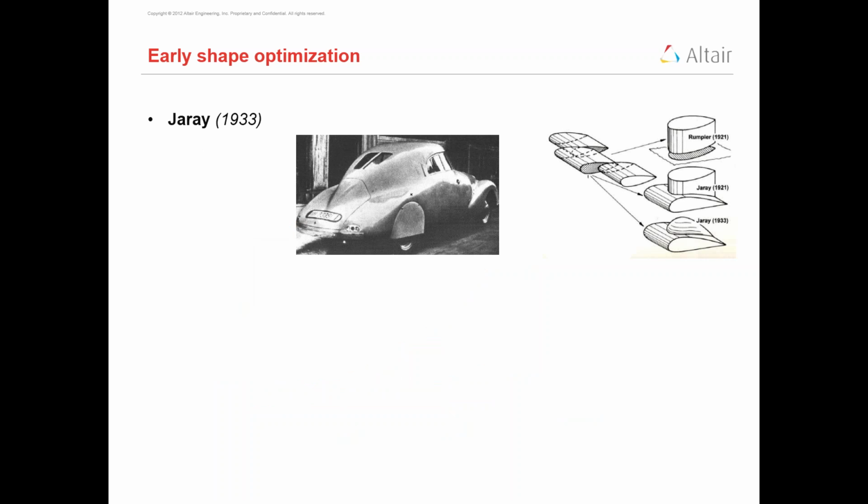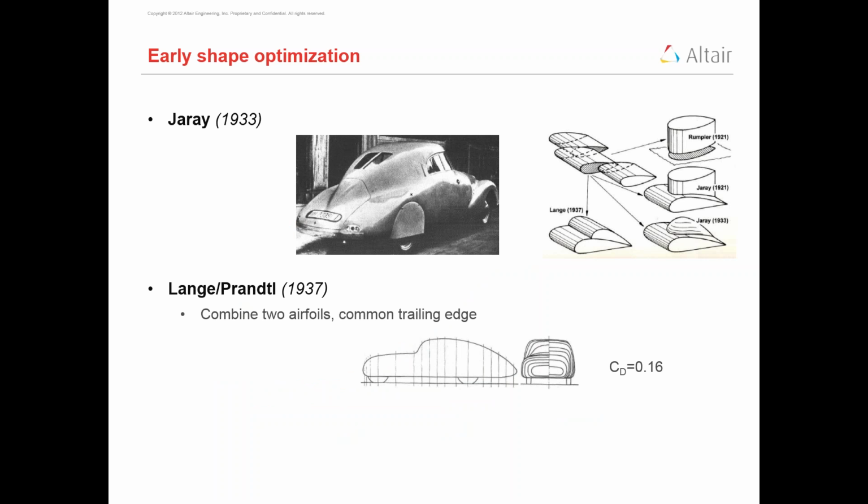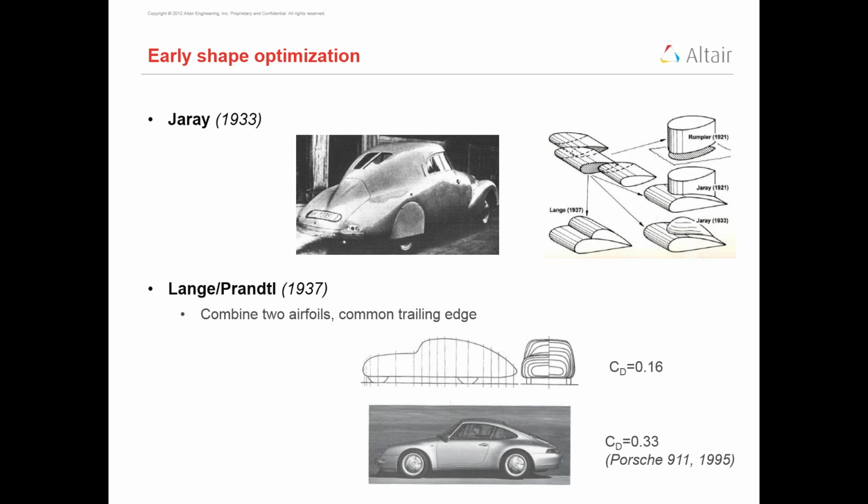So these are the early shape optimizations. If you see the older cars, they had certain shapes, and what they used to do was make sure that the drag was minimized. They changed a lot of shape optimizations over the car, making sure that the drag and lift forces are minimum. Normally there were a lot of common trailing edges where two aerofoils were used. This is a Porsche 911 1995 car model, where the coefficient of drag was determined as 0.33.